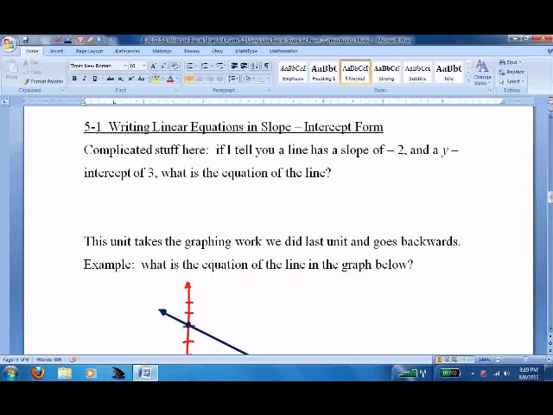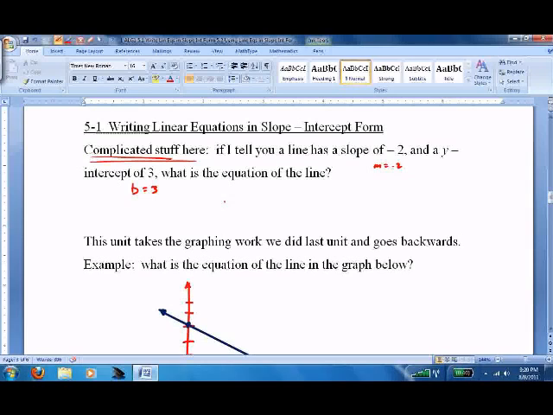I tell you the slope of your line is -2, in other words, m equals -2, and your y-intercept is 3, in other words, b equals 3, and you can notice the sarcasm here. This is really not that complicated. Once you have the slope and the y-intercept, you just write it. y equals -2x plus 3. That easy. So let's get harder.